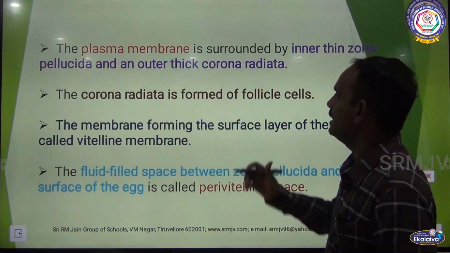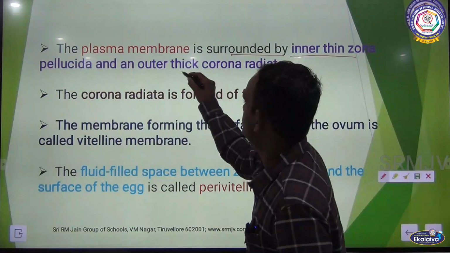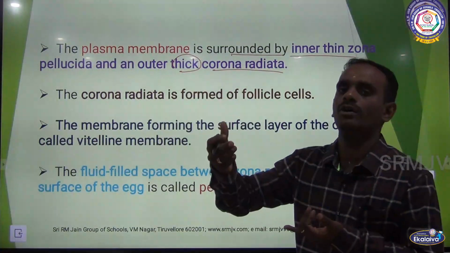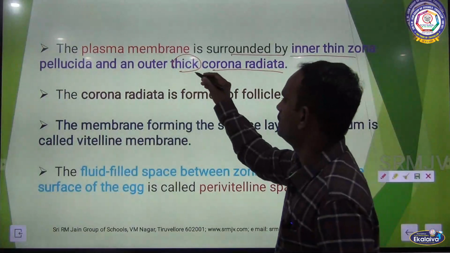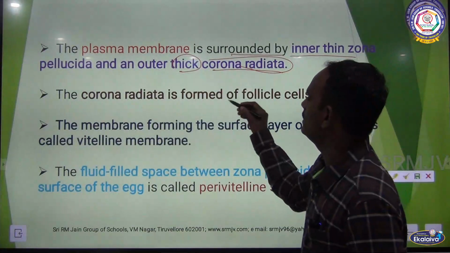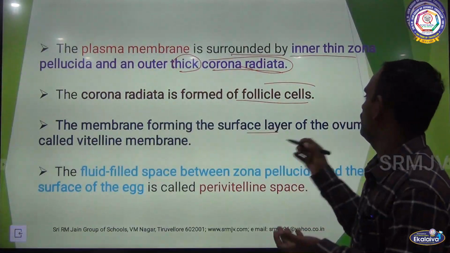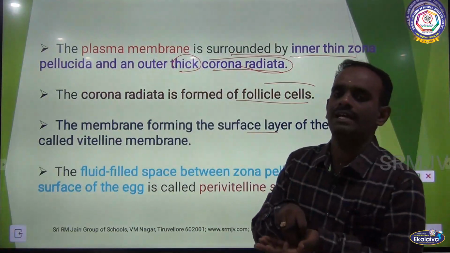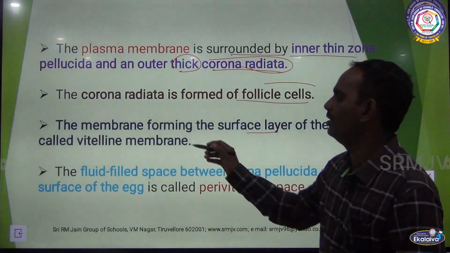The plasma membrane is surrounded by the inner thin zona pellucida, and the outer one is the thick corona radiata. As I said earlier, three layers are there: corona radiata, zona pellucida and Vitalin membrane. Among the three layers, the outer one is very thick, that is called corona radiata. The corona radiata is formed of follicle cells. The membrane forming the surface layer of the ovum is called Vitalin membrane. So Vitalin membrane is the innermost layer. Okay, it is a surface layer.